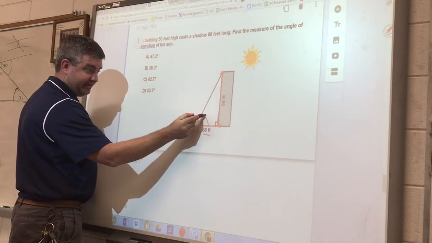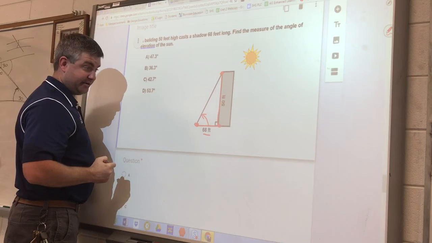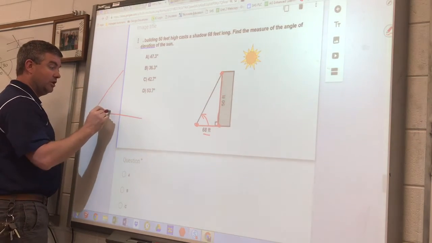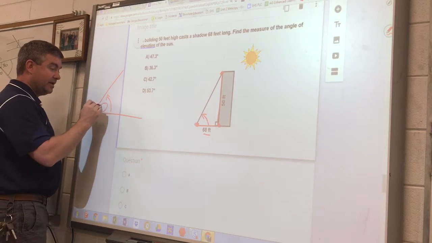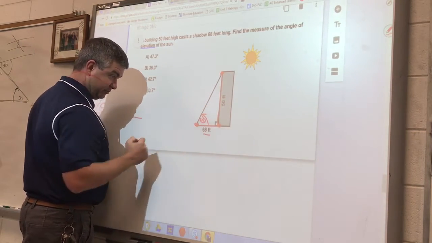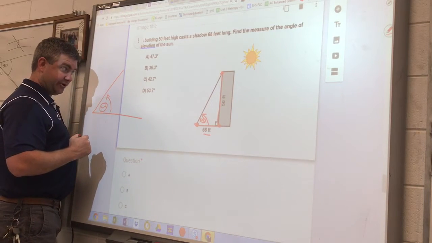So the angle of elevation is this angle right here. Okay, the angle of elevation is always from the horizontal looking up like that, right? We're going to call that angle theta, just to give it a variable, just to give it a name so that we can talk about it.